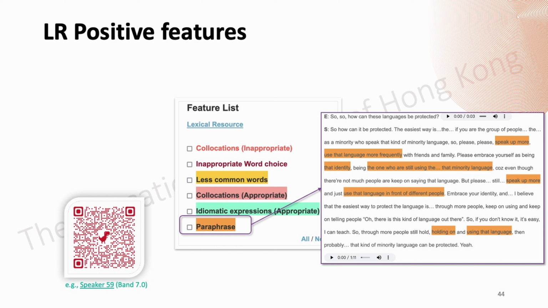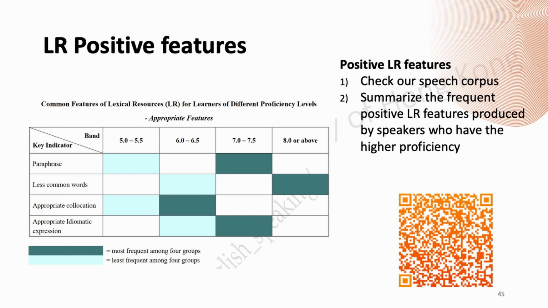For example, the Band 7 candidate here used speak up more and use that language more frequently to make the same meaning. From this summary table, again, if you want to score Band 7 to 7.5, you may want to work harder on using paraphrase and appropriate idiomatic expressions.